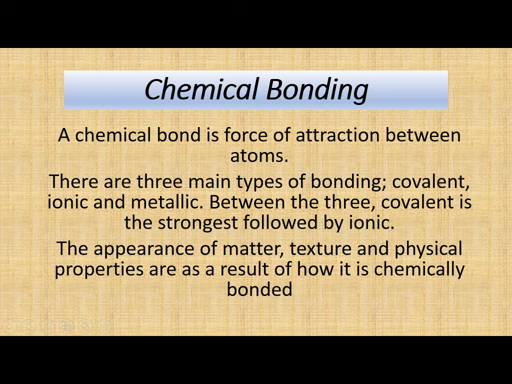The appearance of matter, texture, and physical properties are a result of chemical bonding. Therefore, everything that you see, touch, stretch, or differentiate in terms of color is all based on how it's bonded chemically. Texture and physical properties all depend on chemical bonding.